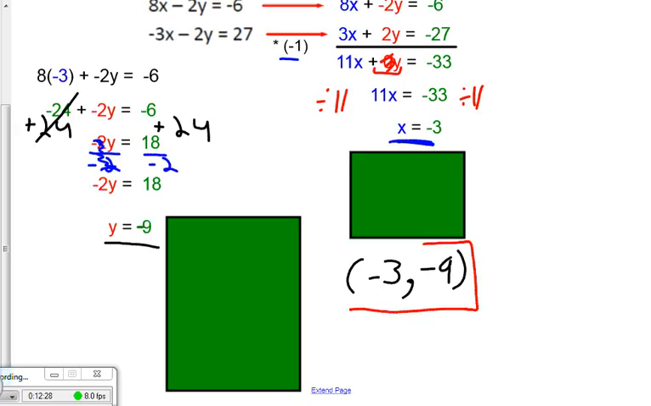Again, you can graph it, you can use substitution. Those ones just might be a little bit more tricky. Or you can use elimination. No matter what, you'll find out that these two lines, or these two equations, cross at the same point, negative 3, negative 9.